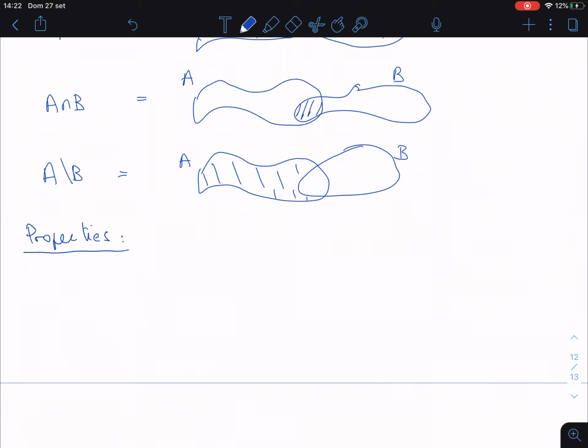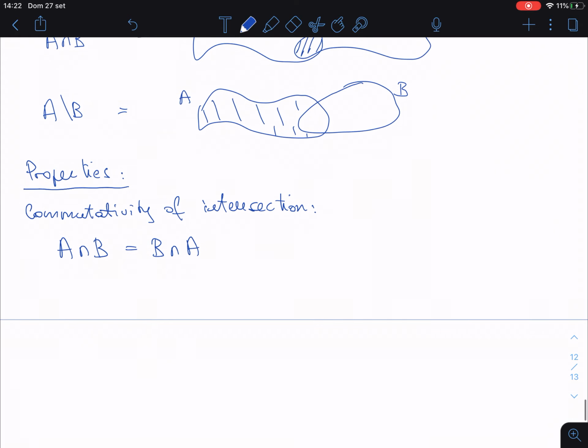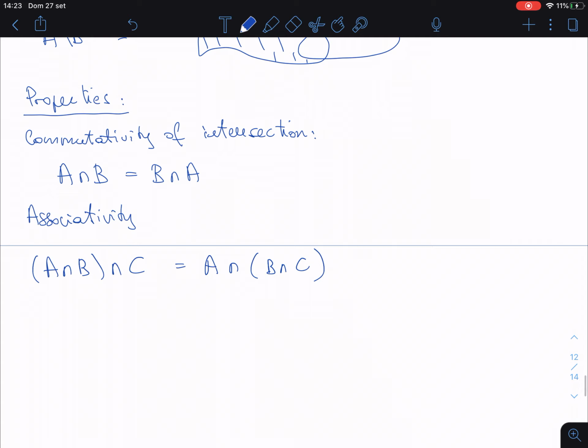So the first is the commutativity of intersection. We have that A intersection B is equal to B intersection A. Then associativity: we have A intersection B intersection C is equal to A intersection B intersection C. Of course, A, B, and C here are sets.